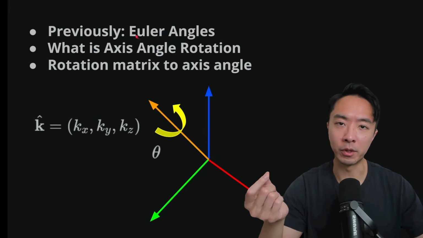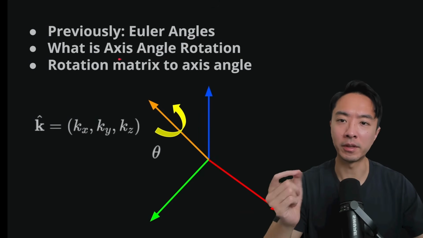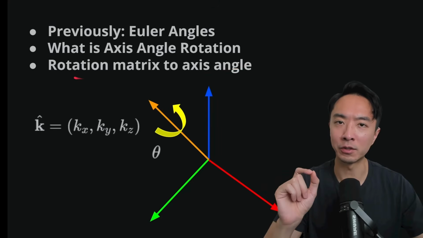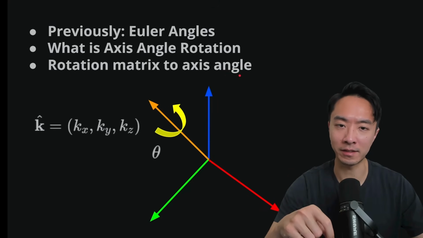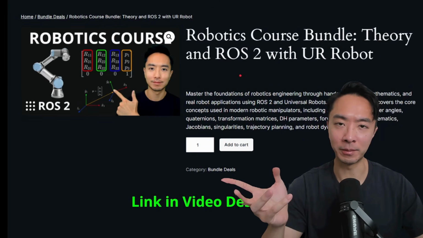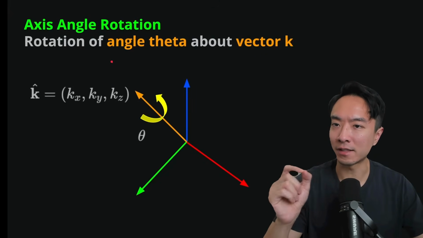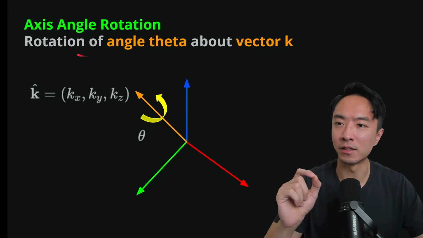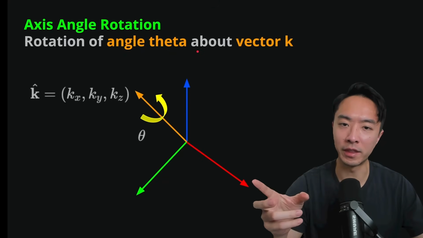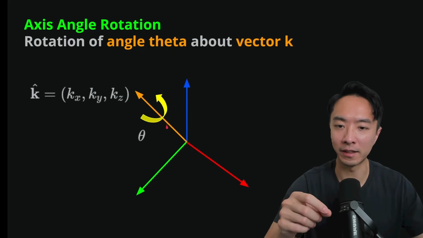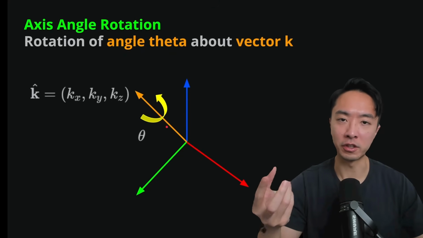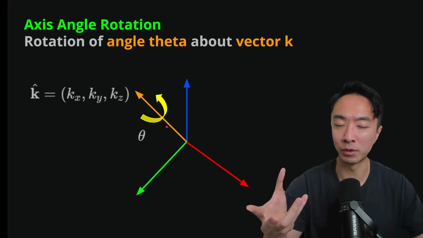So previously we talked about Euler angles. In this video, we're going to talk about axis angle rotation and how to go from rotation matrix to axis angle. I have all the code and documentation for this series, link in the video description. So the axis angle rotation, the idea is you have a rotation of an angle theta about a vector k. This is the most generic way to represent a rotation.